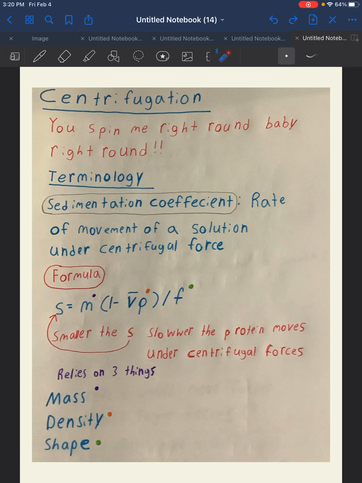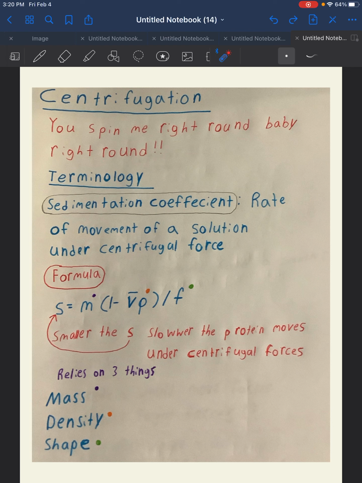Now, the sedimentation coefficient is the rate of movement of the molecules under centrifugal force. So some molecules will move faster, other molecules will move slower, depending on the value of their sedimentation coefficient. Now, this is the equation of the sedimentation coefficient right here. S is sedimentation coefficient. The thing to know here is the smaller the sedimentation coefficient, the slower the molecule or protein in question is moving in the centrifugation.